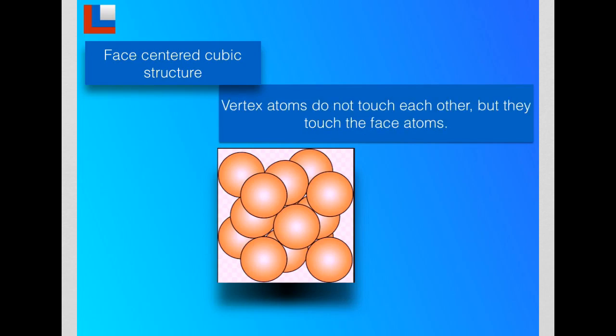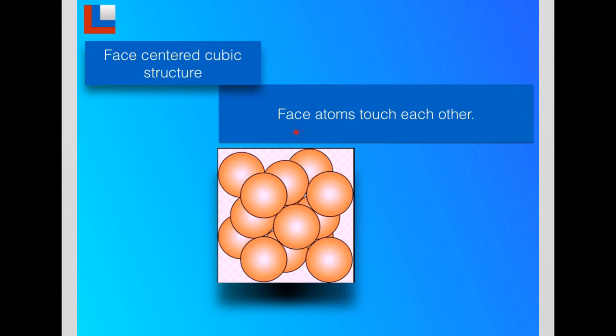Vertex atoms do not touch each other, but they touch the face atoms. We can very well see here the vertex atoms not touching, but they touch the face atoms. Face atoms touch each other. Now, let's once again try the ball and stick model to understand the positioning of the atoms better.